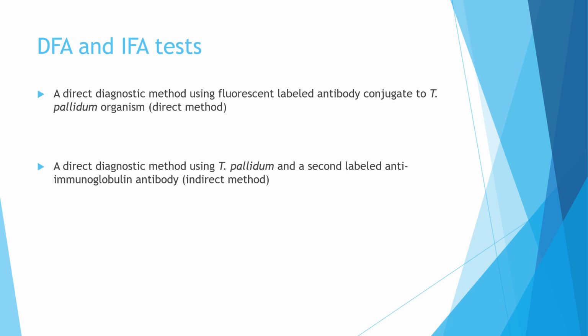There are DFA and IFA tests that we can use for the detection of Treponema pallidum. The direct method is a diagnostic method using a fluorescent-labeled antibody conjugated to the T. pallidum organism. An indirect method is a diagnostic method using T. pallidum and a secondary labeled anti-immunoglobulin antibody. That would be an indirect method.